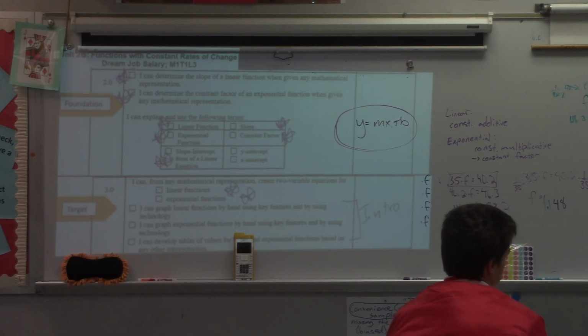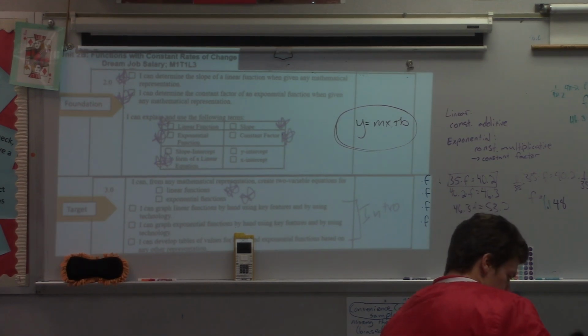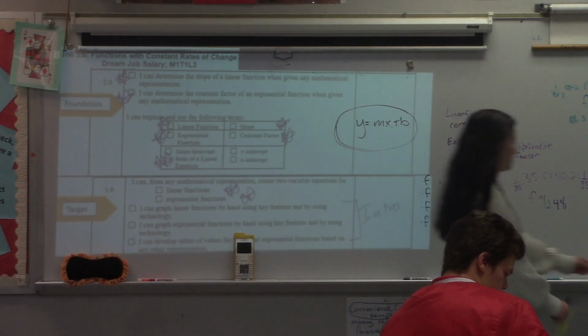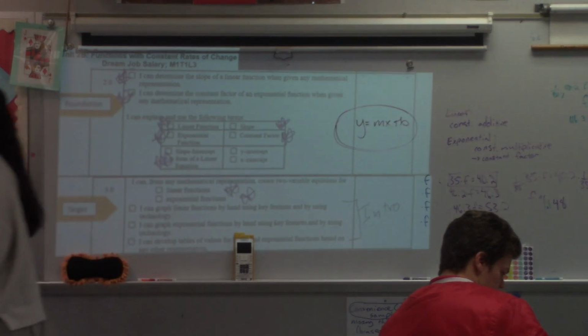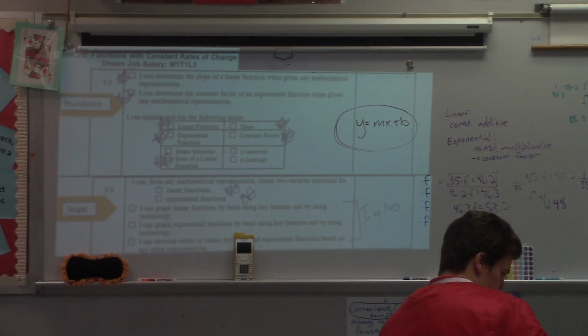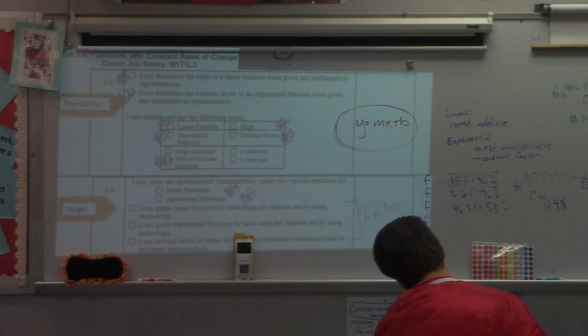One thing I do want to caution you, and I need y'all to hear me on this and write this down: rise divided by run, or change in y divided by change in x, that's how we calculate slope. That's not what slope is. So be careful on that, right? Rise divided by run, change in y divided by change in x, that's how we calculate slope. But what is slope?